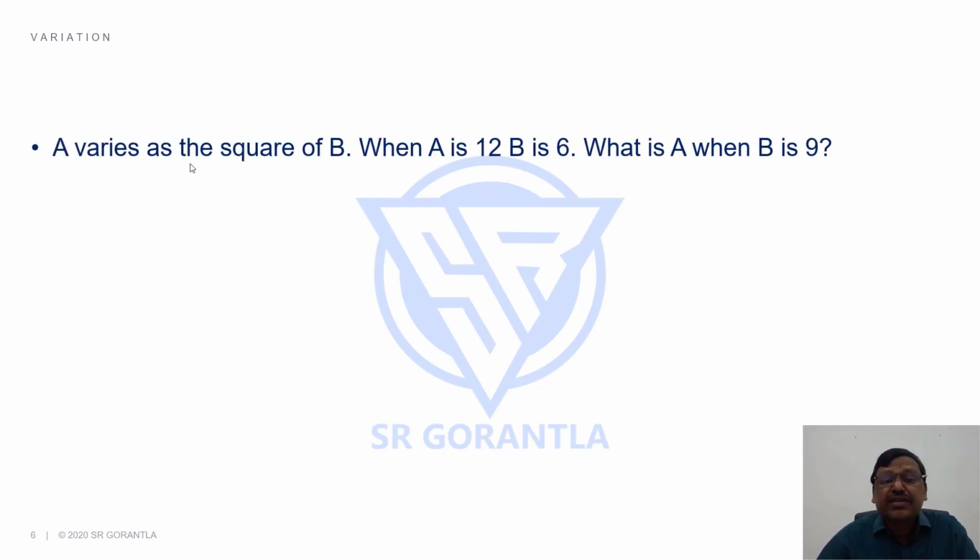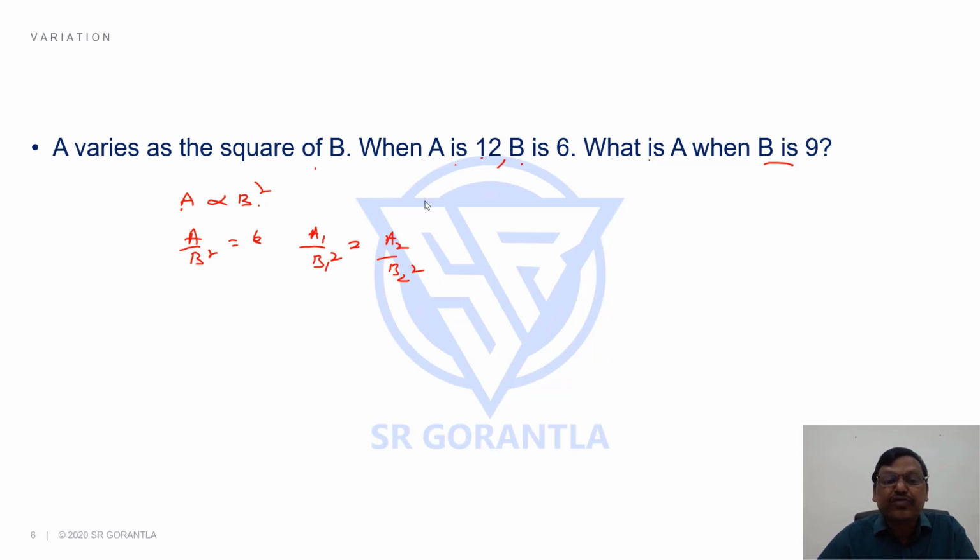First one, A varies as the square of B. When A is 12, B is 6. What is A when B is 9? A varies as the square of B. When I say as the square of B, unless I use the word inverse, it is assumed it's direct variation only. A varies as the square of B means A by B square is constant because it is direct variation. Or in other words, A1 by B1 square equals A2 by B2 square.